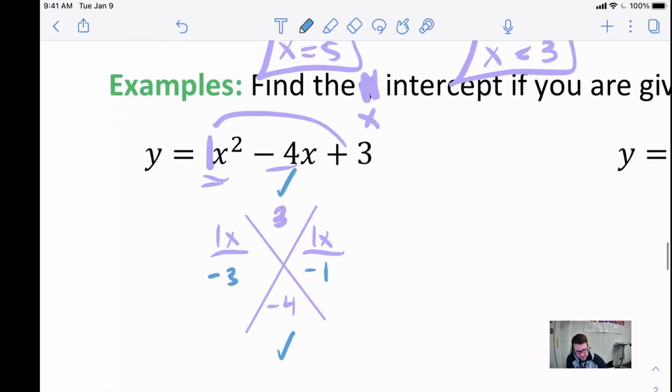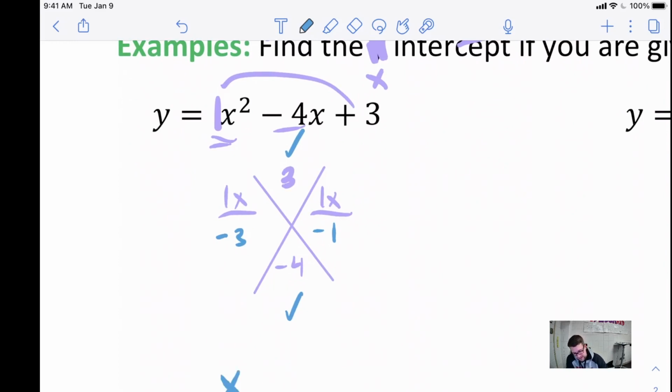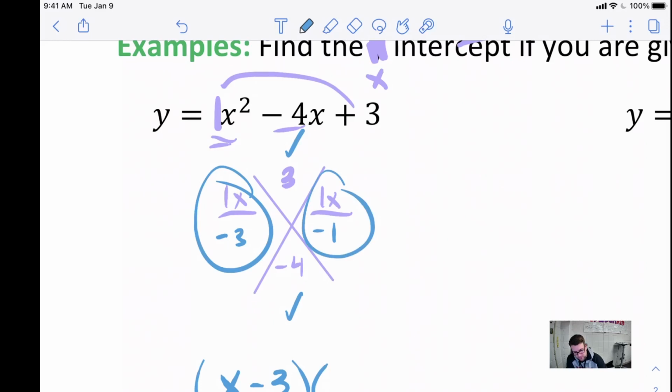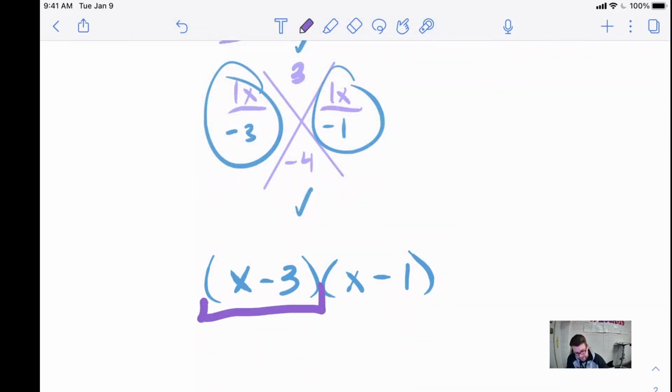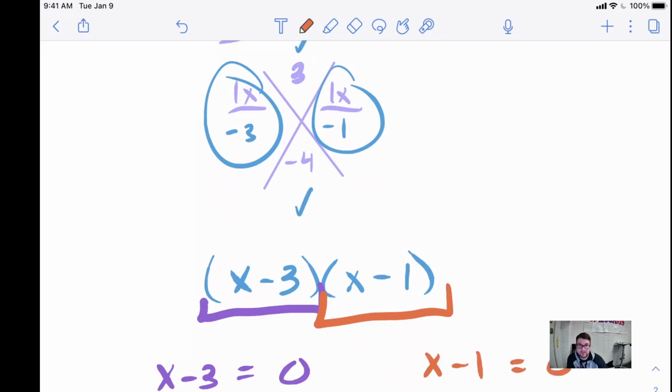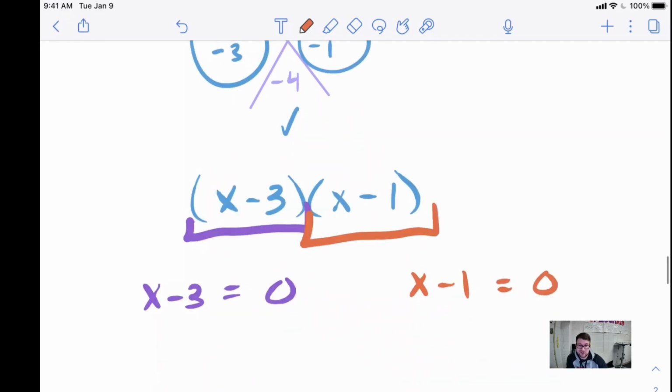So my factor will be x minus 3. That came from this side. And my other one will be x minus 1. Great. Now, at this point, remember, what did we do last time? We took this first term, x minus 3, and said equals 0. And then we took the other term, x minus 1, and said equals 0. Now we just want to solve.